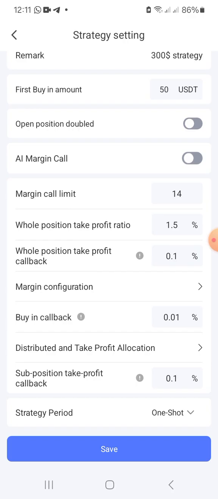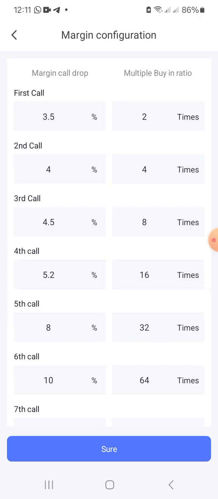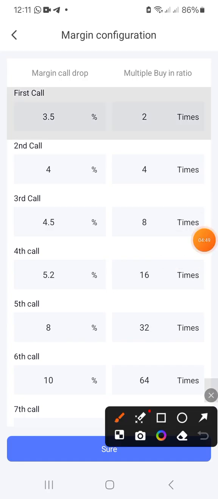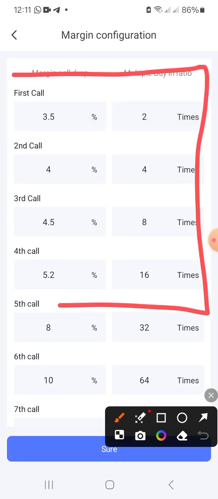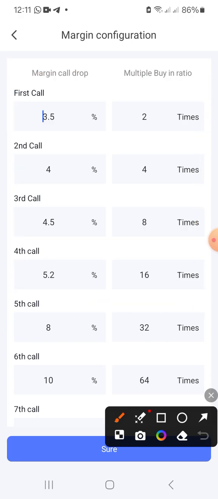So we are going to set the margin configuration. I've not explained all this because we have some other videos which do explain this. So margin configuration, I want to fix $150 in these first margin calls. How am I going to do it? Here, first on the side of the multiple buying ratio, I'm going to leave the settings which are there. It means here we are going to use our second buy-in amount as 5, because our first buy-in amount is 50.